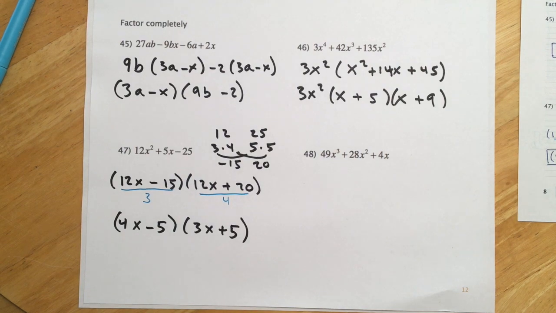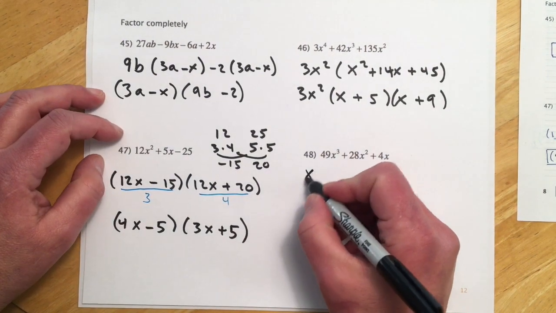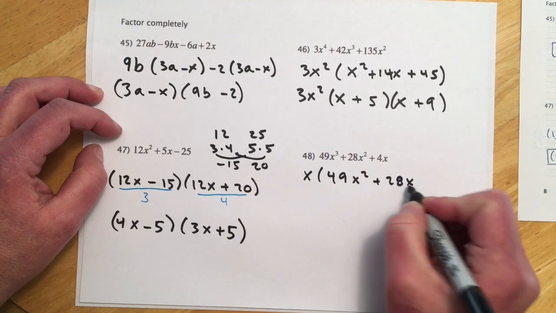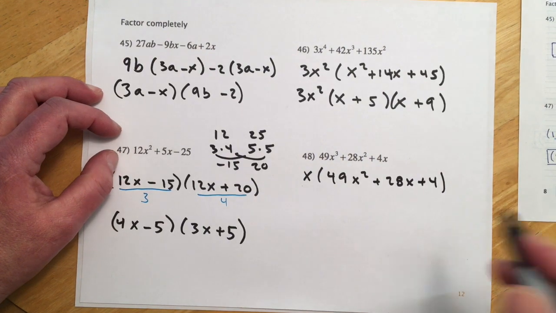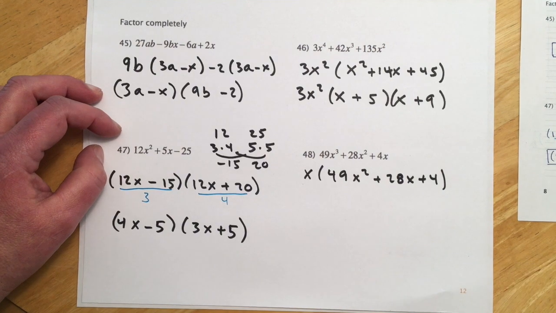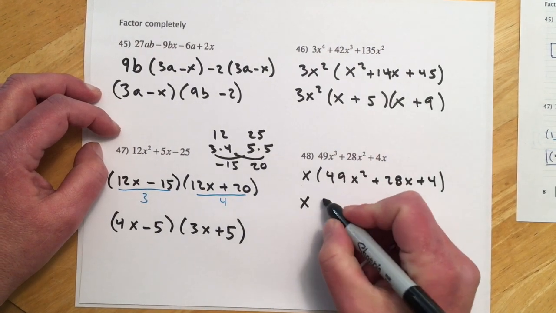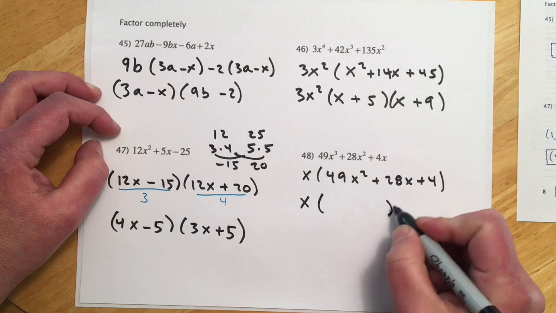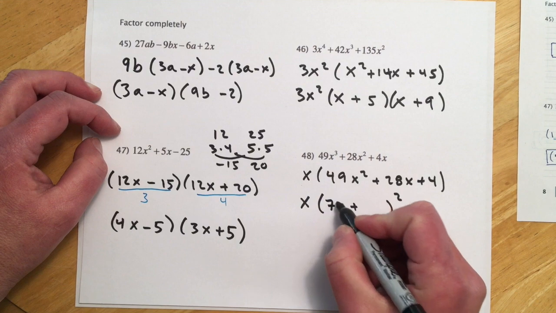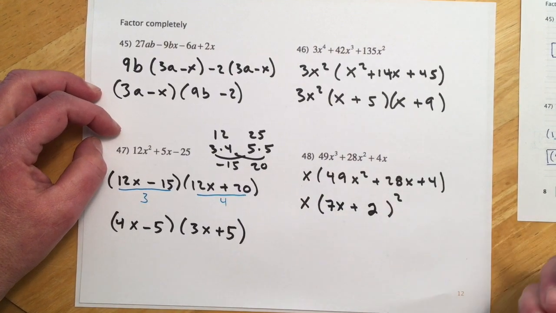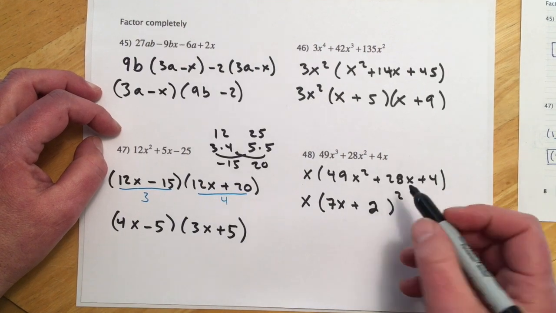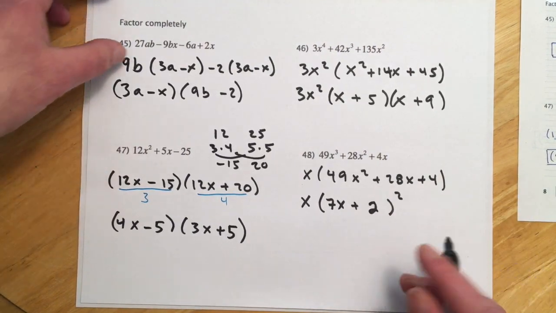For number 48, there's a GCF of x, so I'll pull that out of the way and get 49x squared minus 28x plus 4. And then this has 3 terms, but it has squares on the ends, so that makes it section 5.4. So x, and then remember these are the kind that are going to look like that. And so the 49x squared would be a 7x, and the 4 would break down to a 2. And then double check to make sure it is what we think. 7 times 2 is 14, double it, and that's your 28 in the middle.